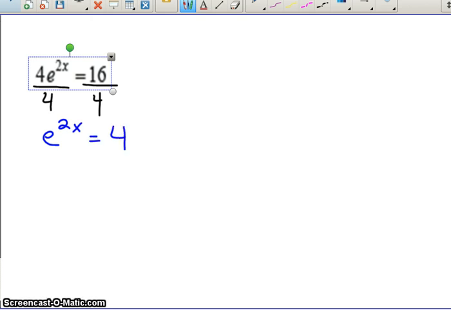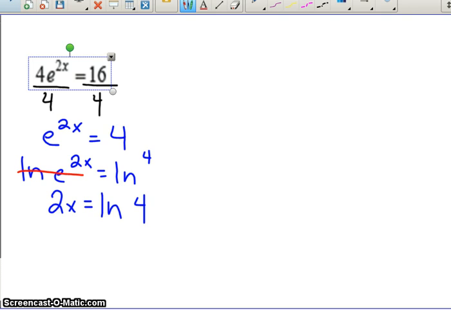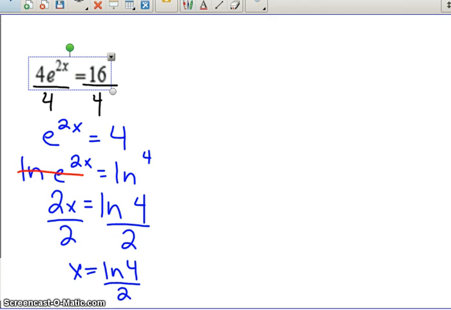Now, what undoes e to the x? We're going to take the natural log of both sides. That's going to cancel out the e, leaving us with just the exponent. 2x equals ln of 4. We don't know what ln of 4 is, but we're going to divide both sides by 2, and we get that x equals the natural log of 4 divided by 2, which we can put in our calculator and find that that is approximately equal to 0.693. Usually I would rather have you give me exact answers rather than approximate answers, but it's really just going to depend on the problem.